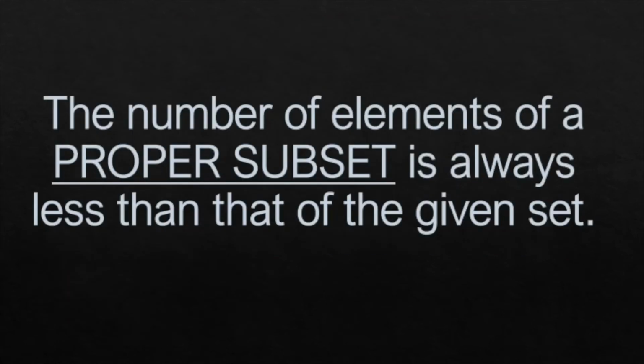The number of elements of a proper subset is always less than that of the given set. It can also be concluded that every set is a subset of itself. Moreover, from the definition of subset, it is also important to note that the empty set is a subset of every set. And that's the set relationship all about.